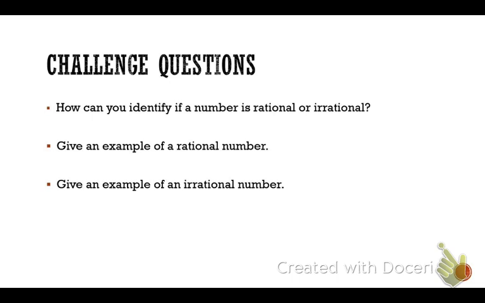So how can you identify if a number is rational? What have we been saying in these examples? It has to have one of two characteristics. Michael? It can be written as a fraction. Okay, it can be written as a fraction.